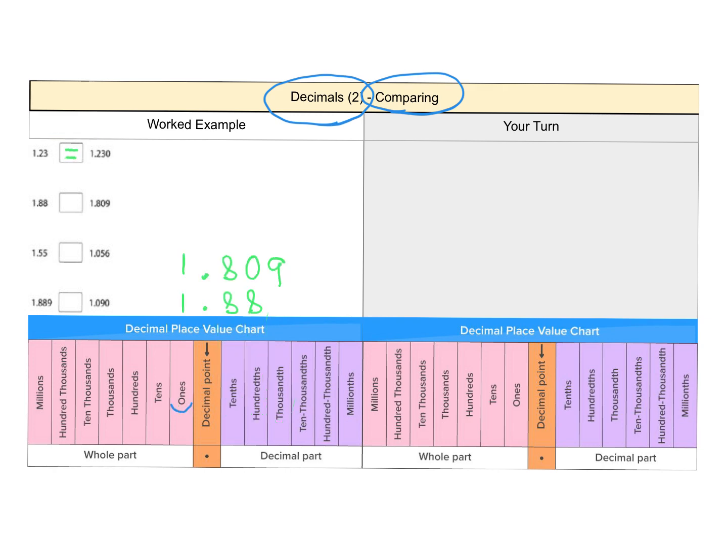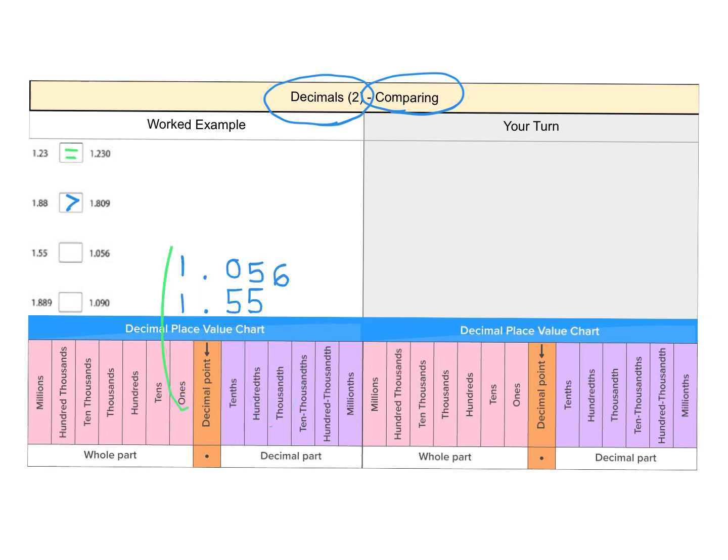In the next example, we first compare the ones, they're the same. The tenths are the same, but when we get to the hundredths, we can see there's an 8 and a 0, therefore 1.88 is greater than 1.809.